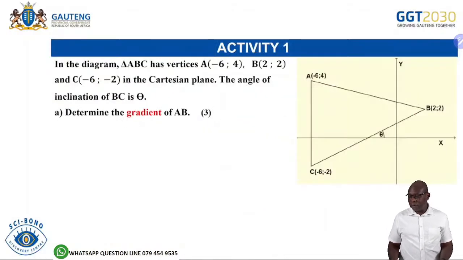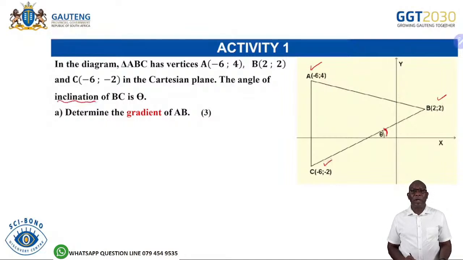Now let's go to the activities. Now in the diagram, triangle ABC. First of all, we need to read the statement, and if the information that is in the statement is not on the diagram, we can put that in. So in this case, A is minus 6 and 4, it's given there. B is 2 and 2, and C is minus 6 and minus 2. And we have the angle of inclination. Can you see the angle of inclination there? BC is that.